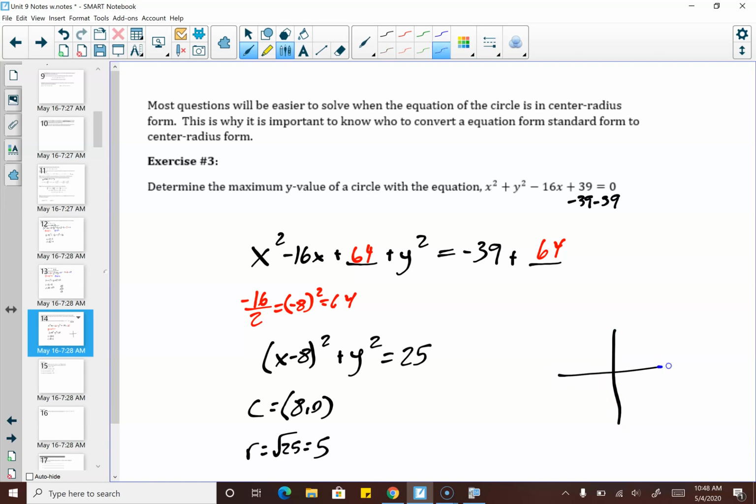If we go over here, we know our center point is at (8, 0), and we know we have a radius of 5. As we sketch our circle, that right there is going to be our maximum y value point. So if the coordinates of the center were (8, 0) and we went up 5, what are the coordinates of that maximum point? (8, 5). So therefore, our max y value is going to be 5. All the other y values that go around that circle are going to be less than that y value up top.